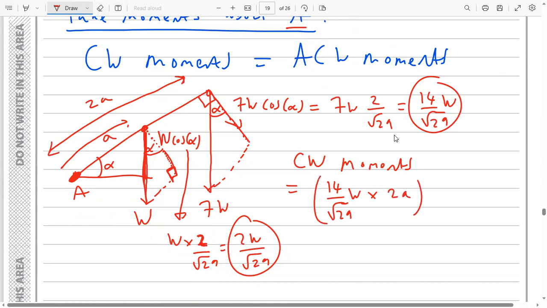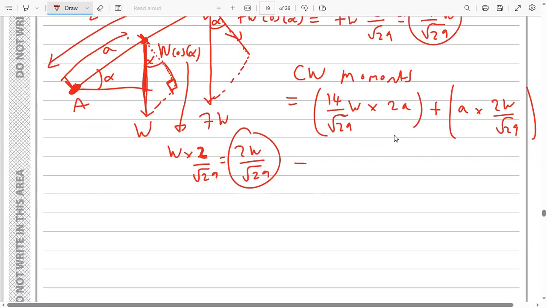So that's our first moment, and then we add our second moment. The distance from A to the center of mass is just A, times this perpendicular force of 2W/√29. Brilliant, now we can add those together.